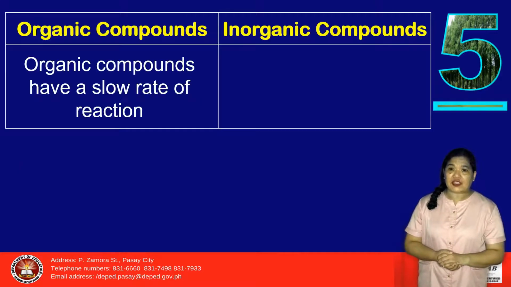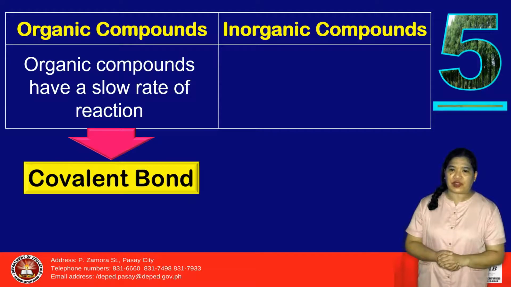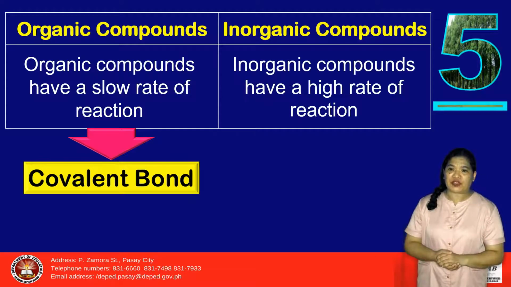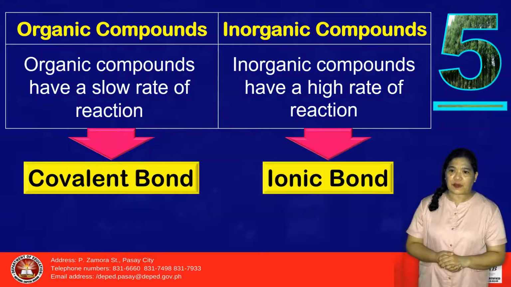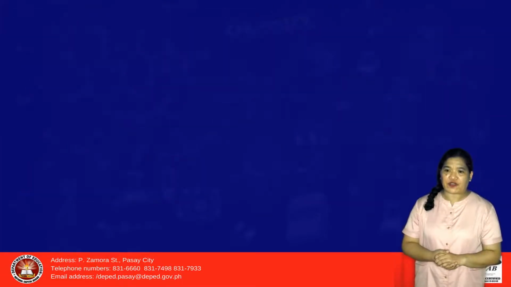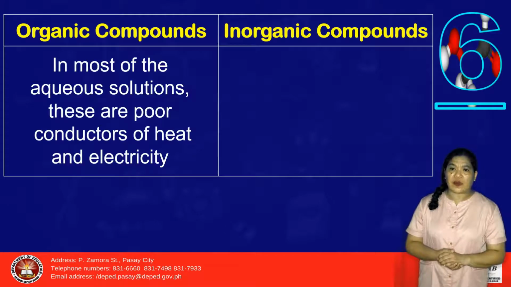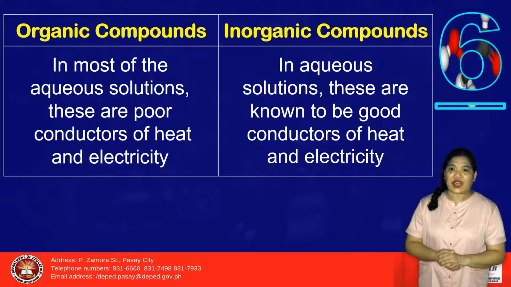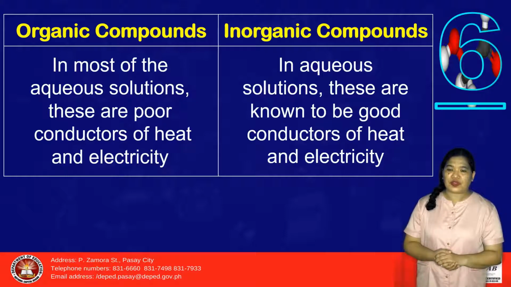Number 5. The speed of chemical reaction among organic compounds is due to their covalent bonding. These reactions are usually slow when compared to the reactions in inorganic compounds, which involve ionic bonding, which have a high rate of reaction. Number 6. In most aqueous solutions, organic compounds are poor conductors of heat and electricity, while inorganic compounds are known to be good conductors of heat and electricity.